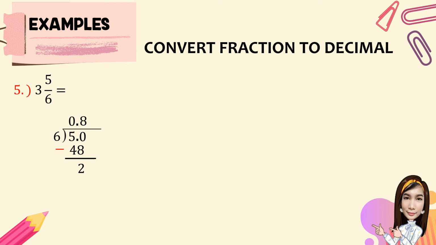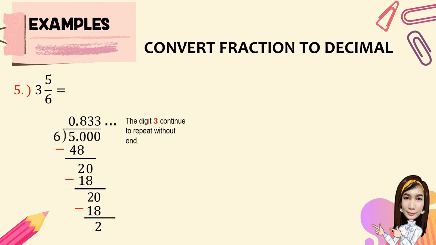2 divided by 6 cannot be, so we add 0. Then bring down 0. 20 divided by 6 is equal to 3. 3 times 6 is equal to 18. Then subtract 20 minus 18 is equal to 2. 2 divided by 6 cannot be, so we add another 0. Then bring down 0. 20 divided by 6 is equal to 3. 3 times 6 is equal to 18. Then subtract 20 minus 18 is equal to 2.